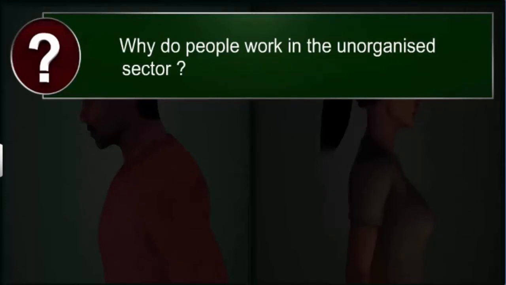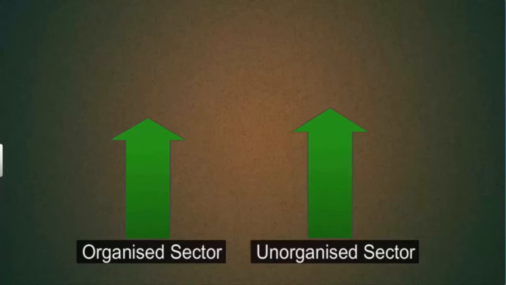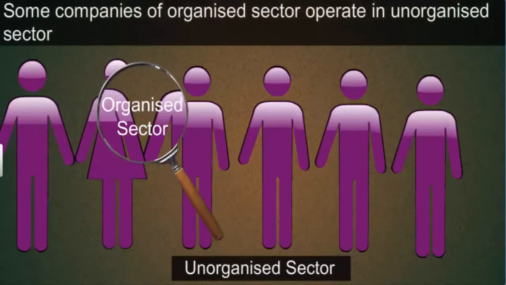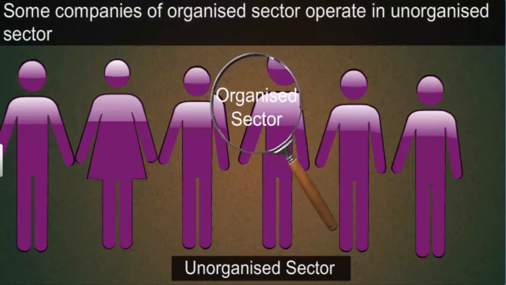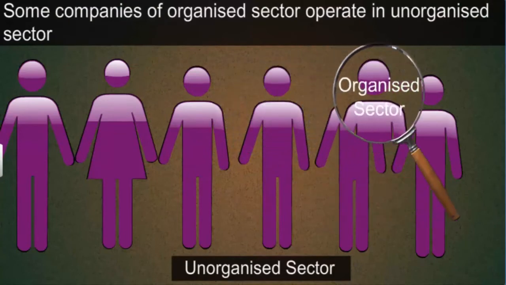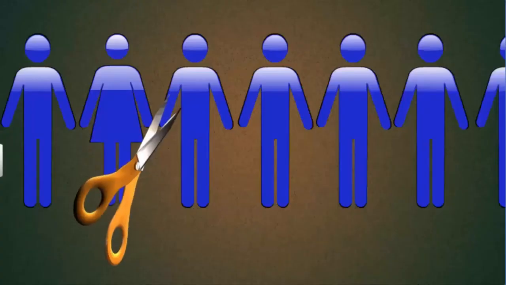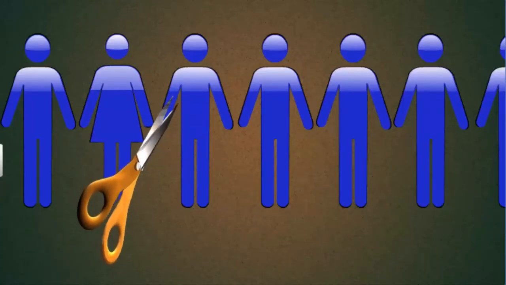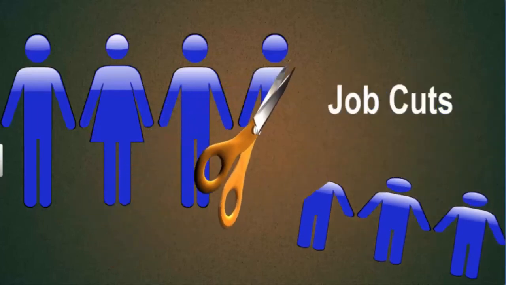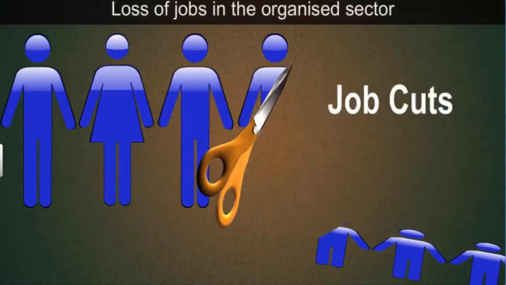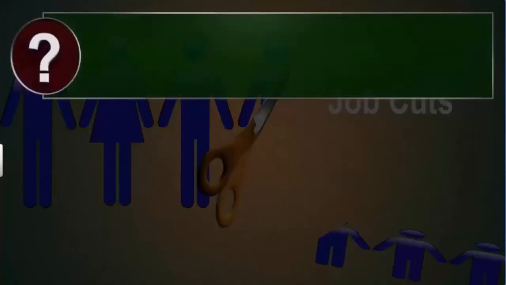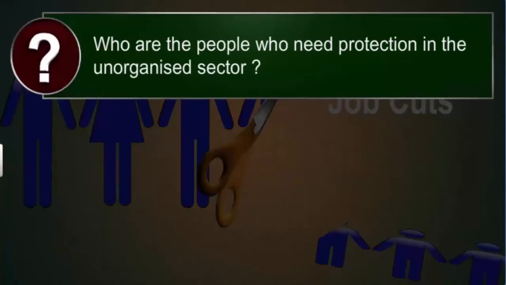Let's find out. The organized sector offers fewer employment opportunities than the unorganized sector. Some companies from the organized sector operate in the unorganized sector to save taxes and to avoid giving the employees their due benefits. Since the 1990s, a lot of people employed in the organized sector have lost their jobs and are forced to take up employment in the unorganized sector. Let us now look at the groups of people who need protection in the unorganized sector.